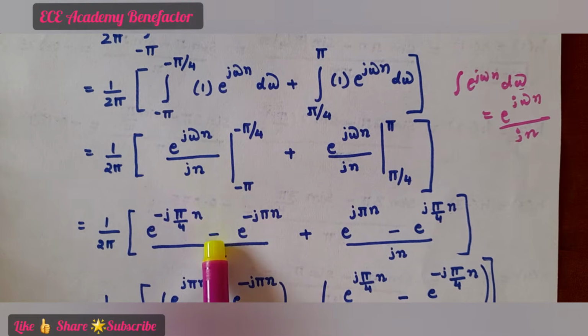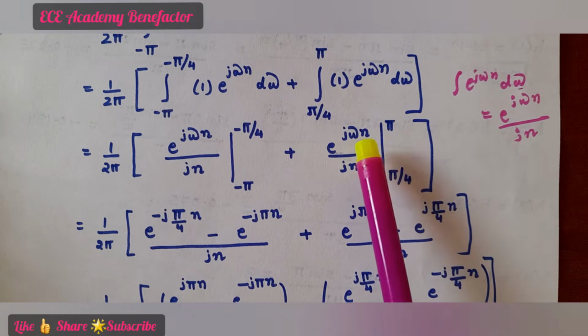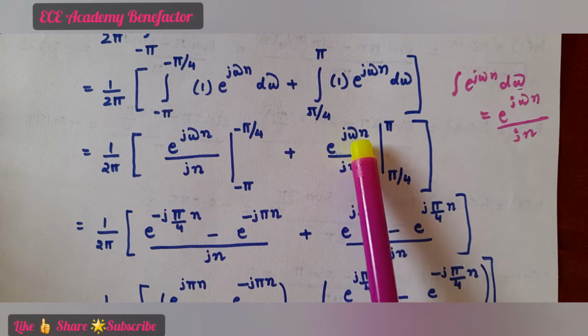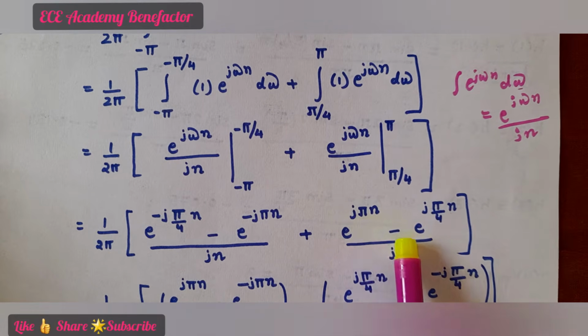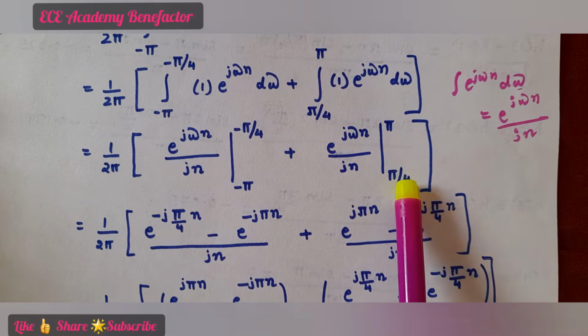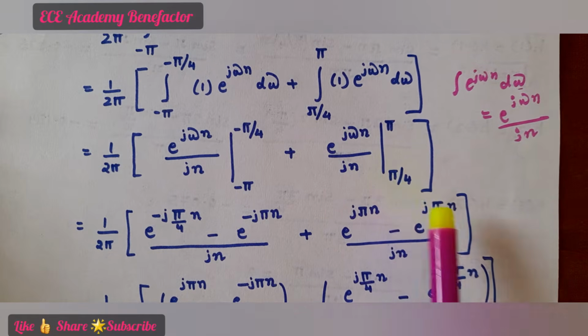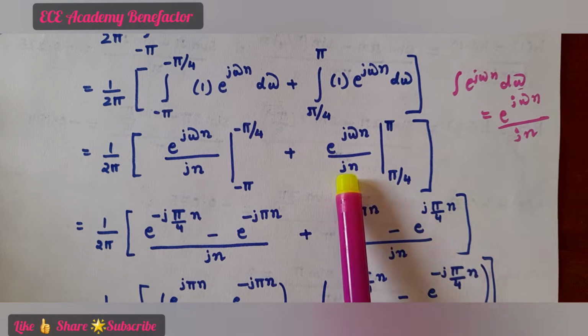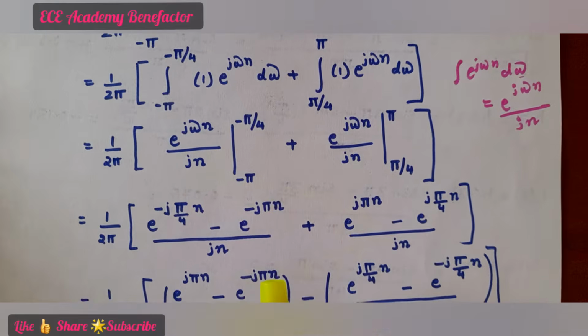So, on substituting the limits for this term we are getting like this, and for this term on putting the limits we will get, substituting the omega value, e to the power j pi n minus the lower limit e to the power j, omega value is now pi by 4 n, divided by j n. Okay, so we have substituted the limits.